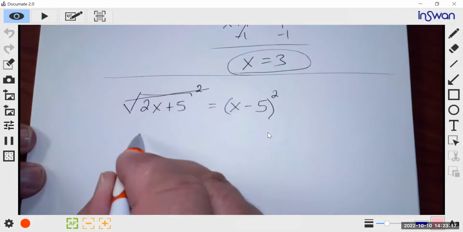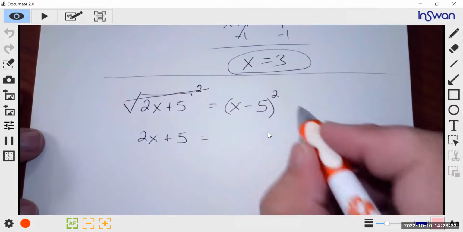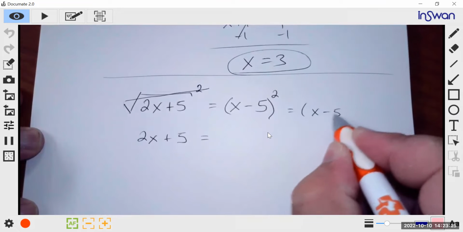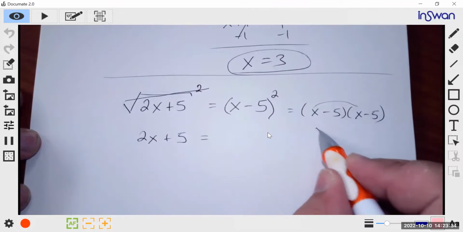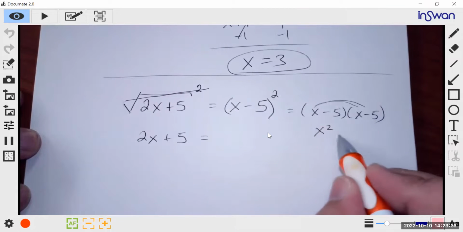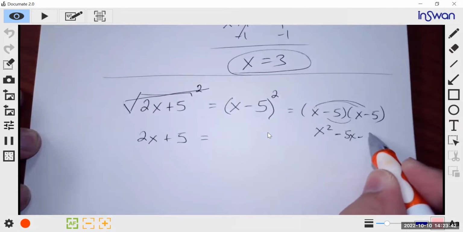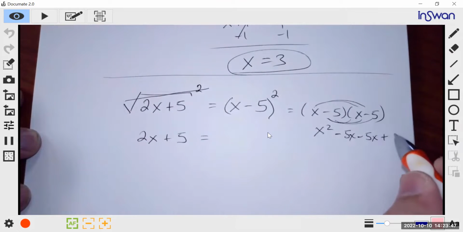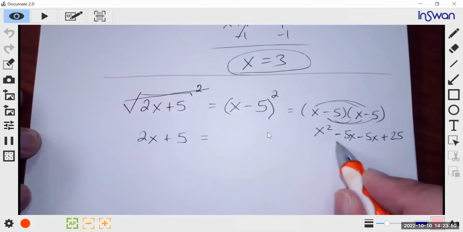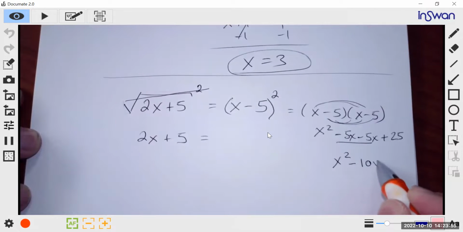So the square root and the square cancel. So we have 2x plus 5. On the other side, it's x minus 5 times x minus 5, because it's squared. x times x is x squared. Positive times negative is negative. x times 5 is 5x. Positive times negative, 5 times x is 5x. Negative and negative makes it a positive. 5 times 5 is 25. Combine like terms. Negative 5x and negative 5x is negative 10x.